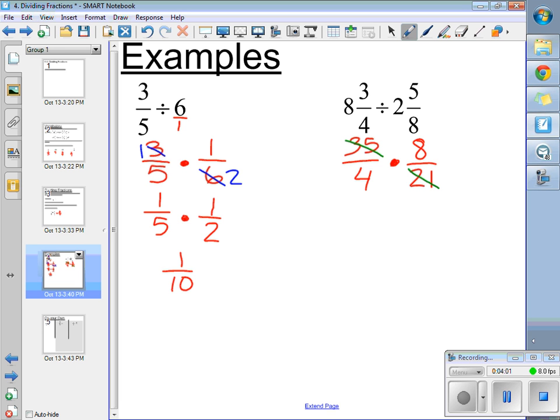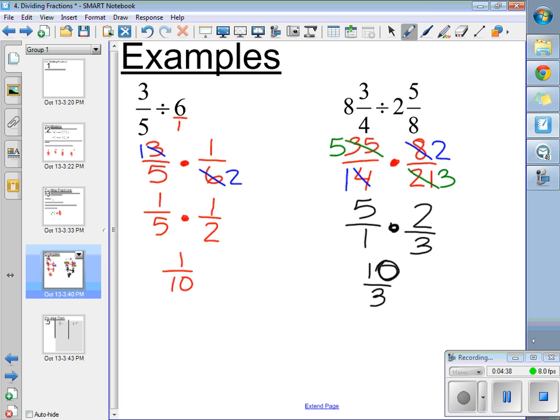So 35 and 21 both have a factor of 7 in them. So 21 divided by 7 is 3. 35 divided by 7 is 5. And 8 and 4 both have a factor of 4. So this gives me a 1, and this gives me a 2. I rewrite my fractions as 5/1 times 2/3. I now have 10/3.